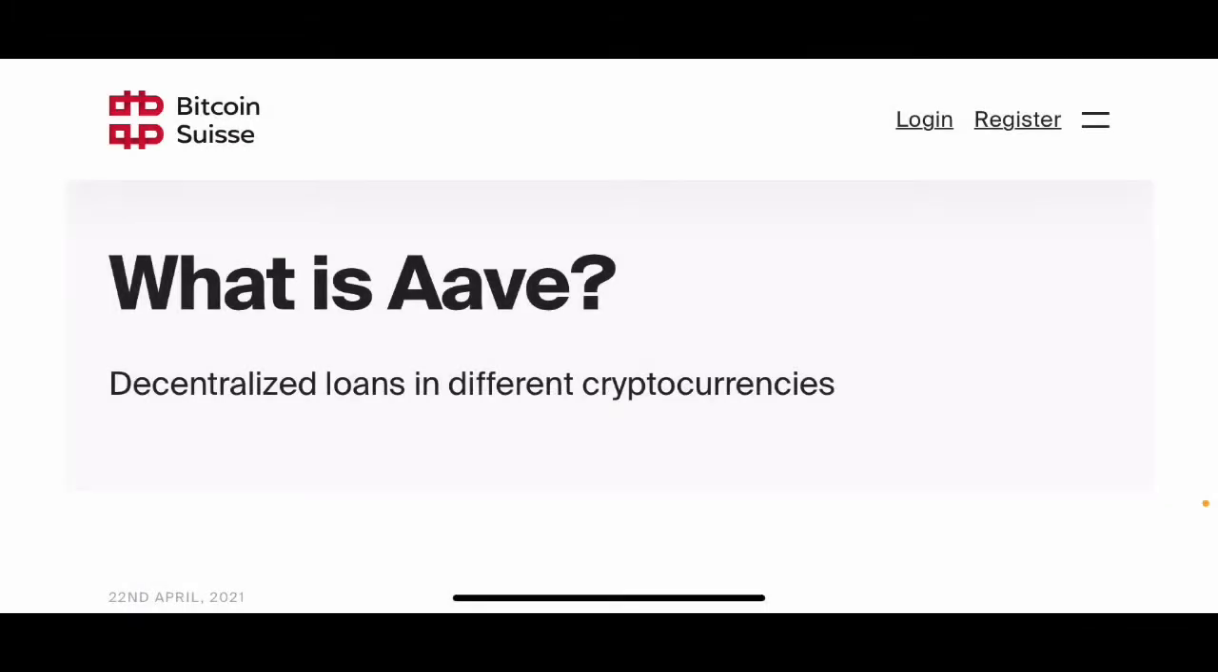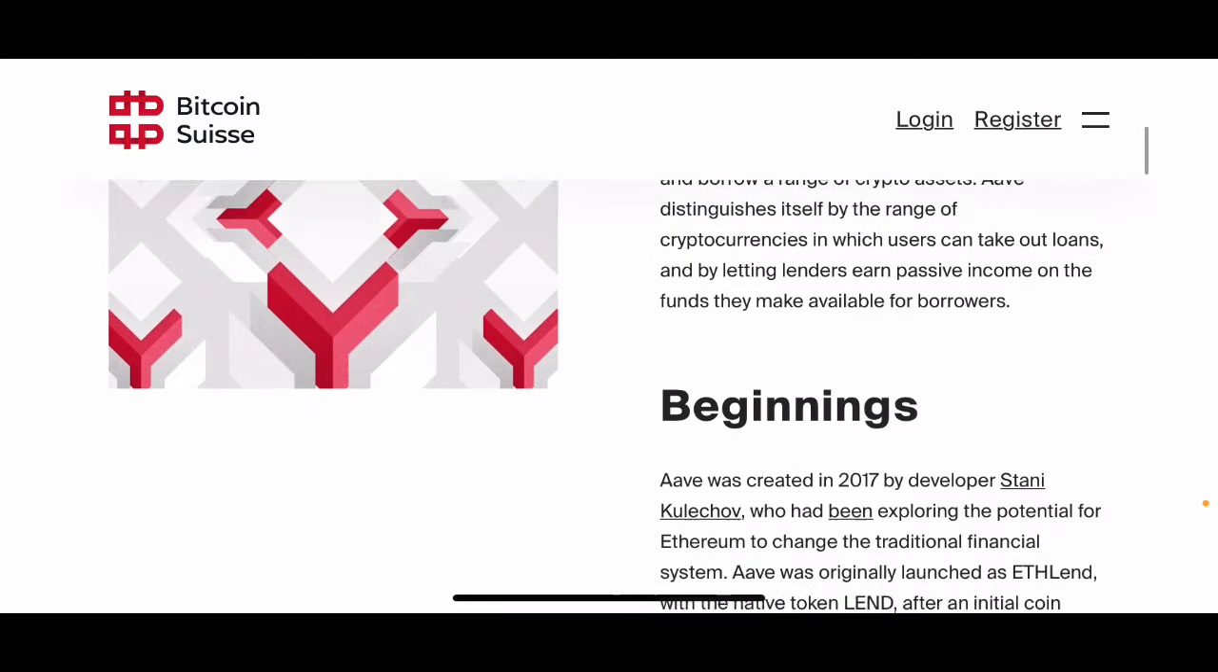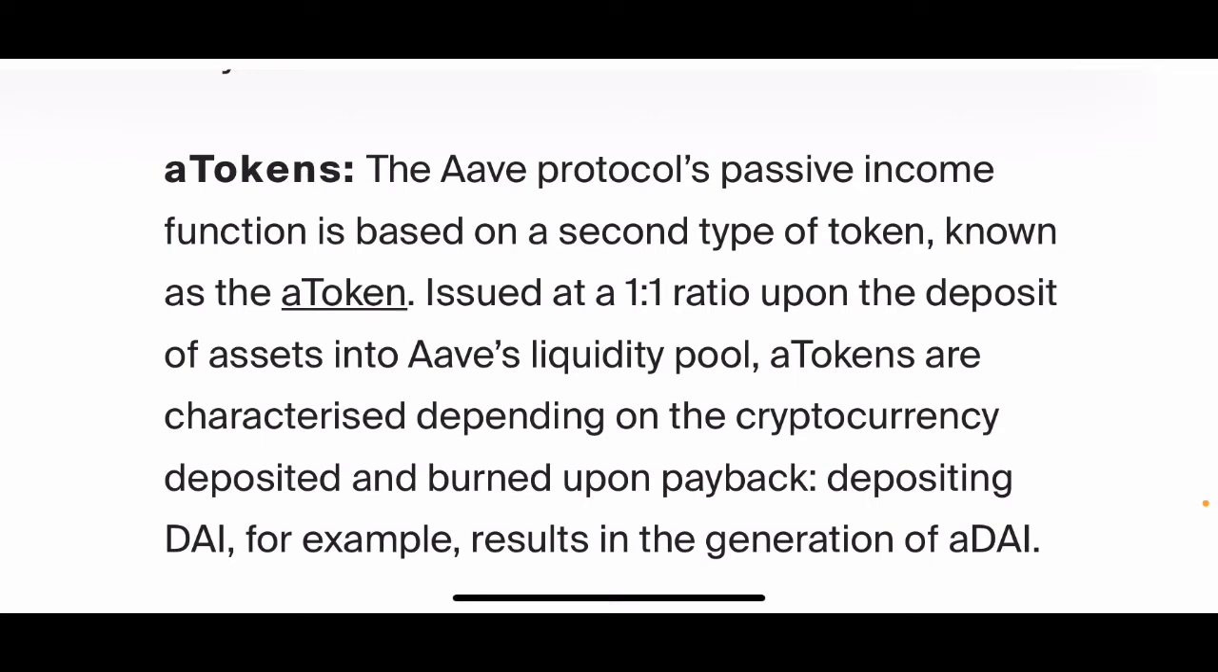Okay, so what is AAVE? Decentralized loans in different cryptocurrencies. AAVE is a decentralized money market running on the Ethereum blockchain that enables users to lend and borrow a range of crypto assets. AAVE distinguishes itself by the range of cryptocurrencies in which users can take out loans and by letting lenders earn passive income on the funds they make available for borrowers. The AAVE protocol's passive income function is based on a second type of token known as the A token, issued at a 1-to-1 ratio upon the deposit of assets into AAVE's liquidity pool. A tokens are characterized depending on the cryptocurrency deposited and burned upon payback.